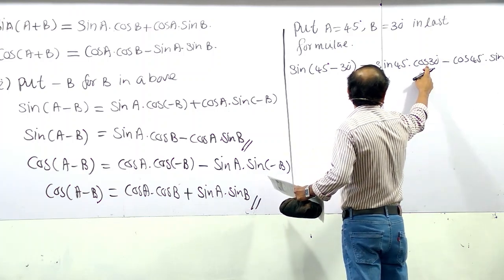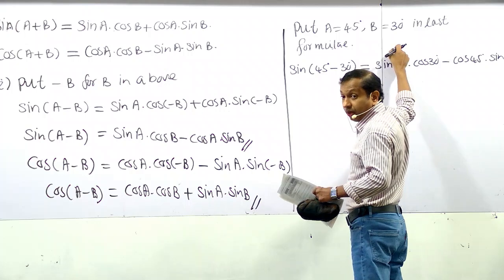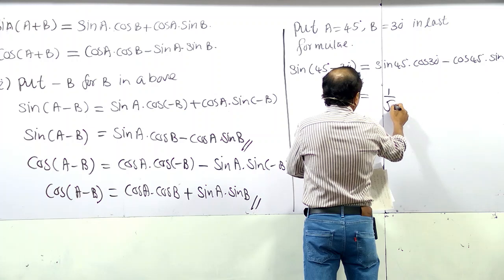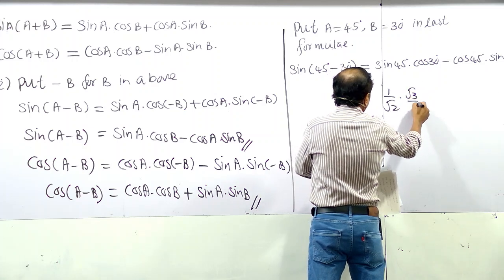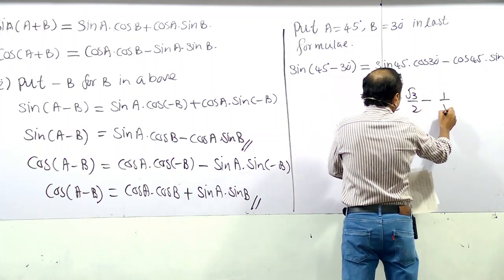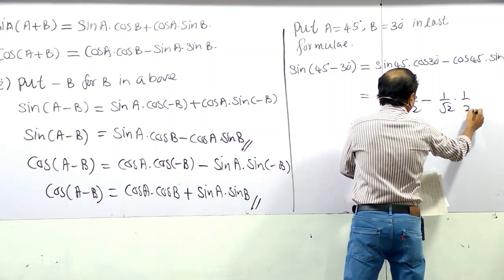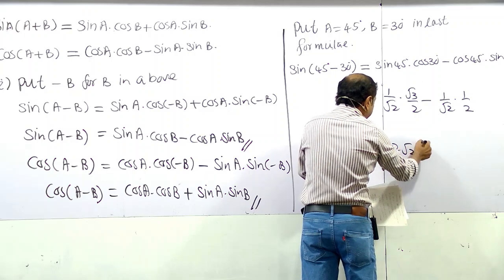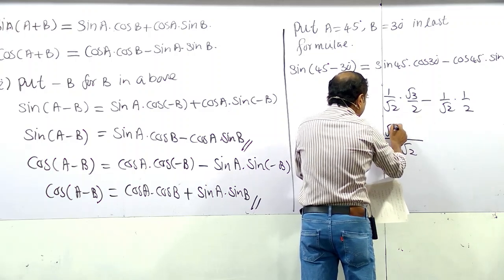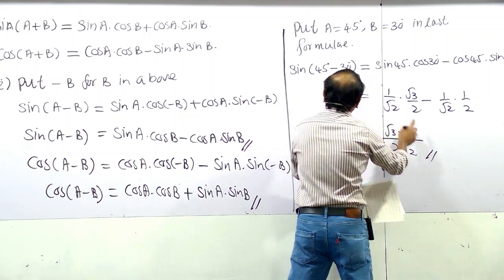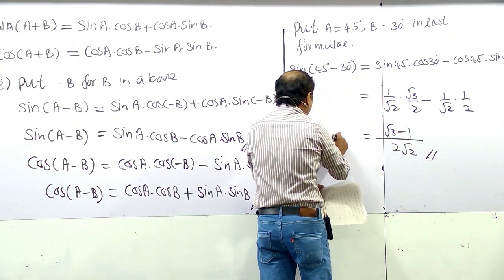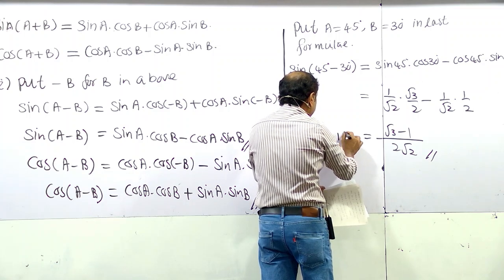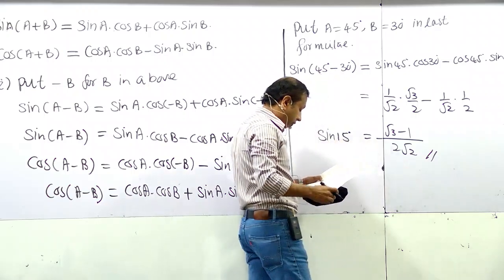Yes, what is cos 30? Root 3 by 2. Sin 45 is 1 over root 2, no? Cos 45 is 1 over root 2, sin 30 is half. Then with the common denominator we have 2 root 2, and here root 3 minus 1. Left hand side we get 45 minus 30, which means 15.